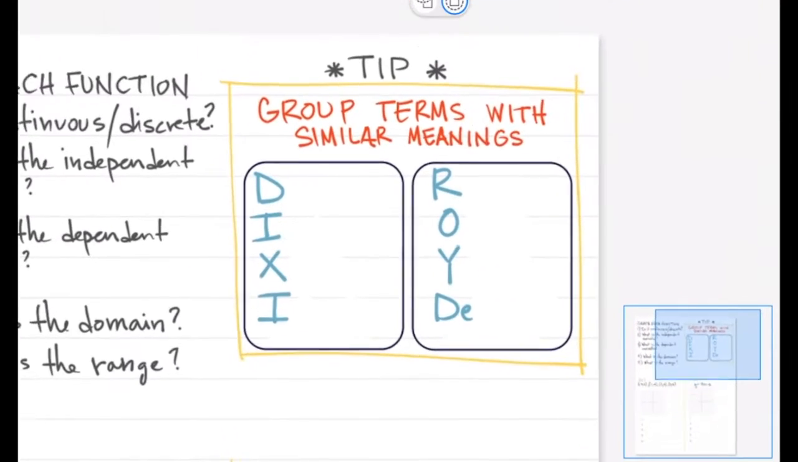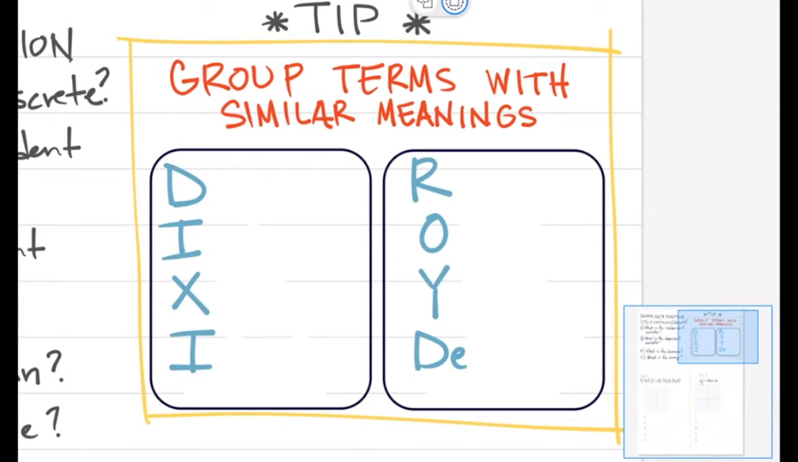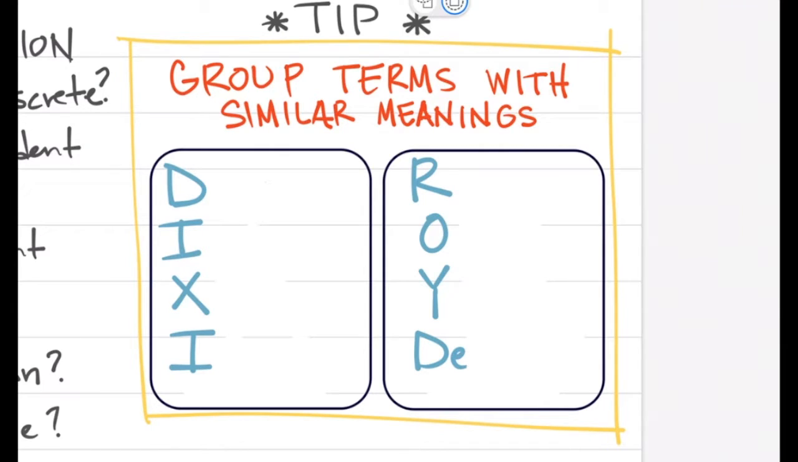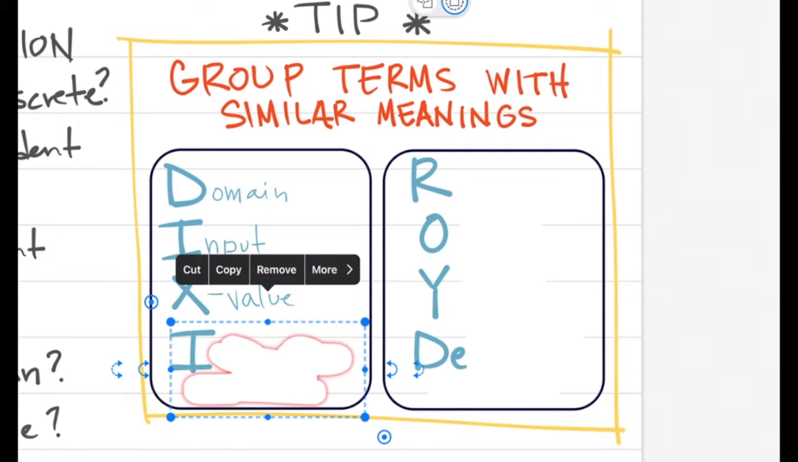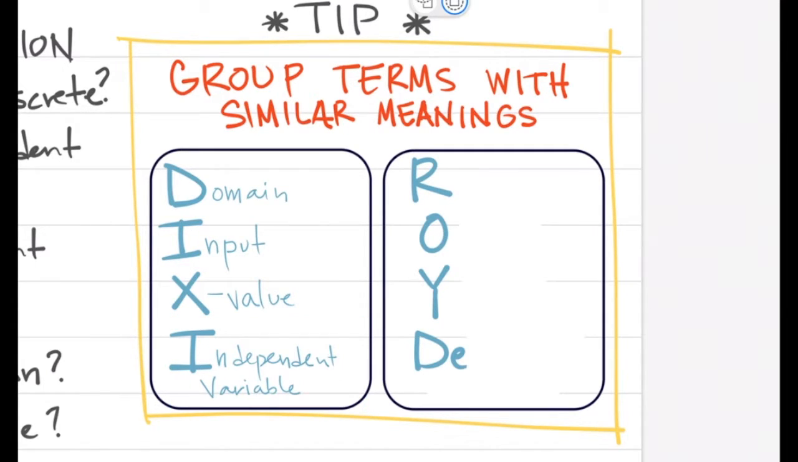So a tip, or an acronym that I use, is DIXIE. A lot of the terms we used on the first page have very similar, almost exactly the same meanings. All of the things that have similar or the same meanings are in that first bubble and correspond to the word DIXIE. So D stands for domain, I stands for the input. Input value is the x value. The domain is all of the x values, and the x value also corresponds with your independent variable.